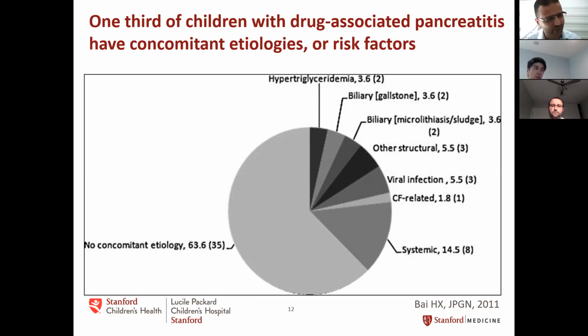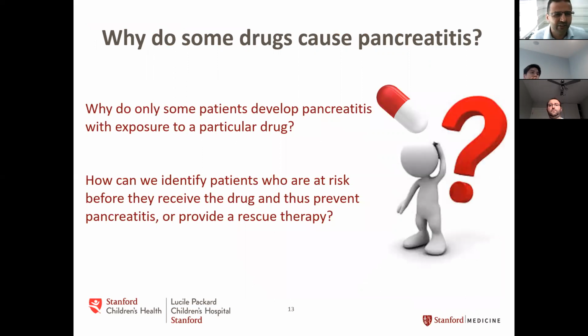And this was really interesting, worth investigation, because some of these concomitant etiologies are systemic, some are hypertriglyceridemia, biliary tract, so gallstones, as I was referring to, and viral. And it would be curious to understand how the drugs on top of these other factors predispose to the emergence of the problem. It also begs more questions. Why do some drugs cause pancreatitis? And why do only some patients develop the problem with exposure to those drugs? And can we identify those patients who are at risk before they receive the drugs, and thus prevent the pancreatitis or provide a rescue therapy for the problem?